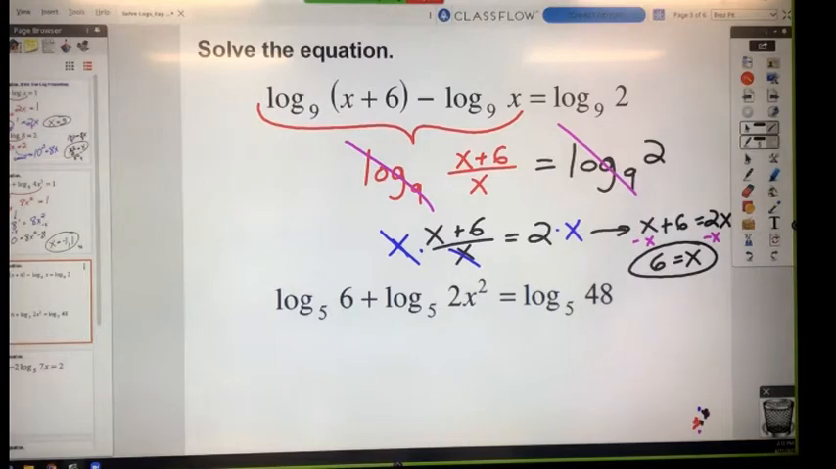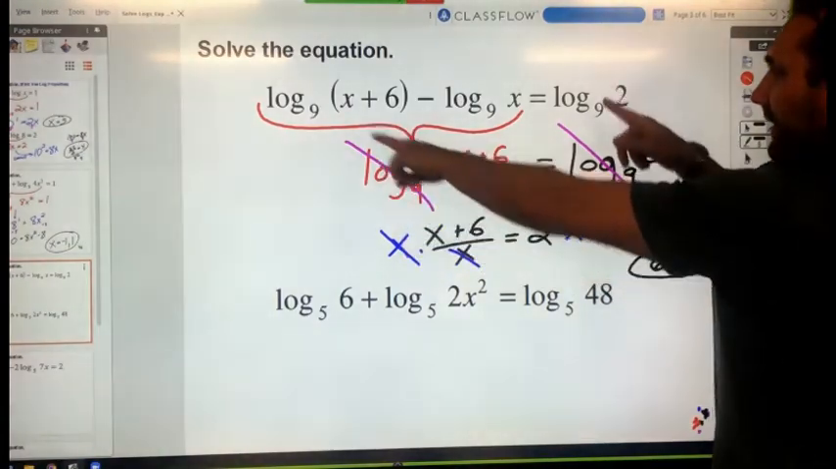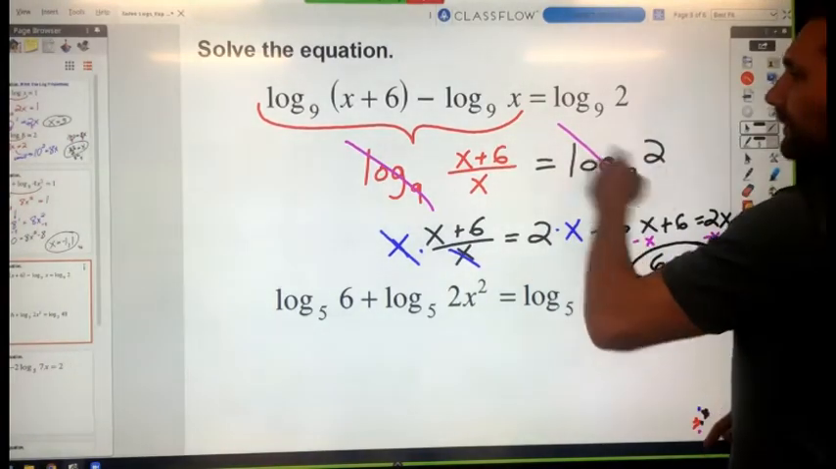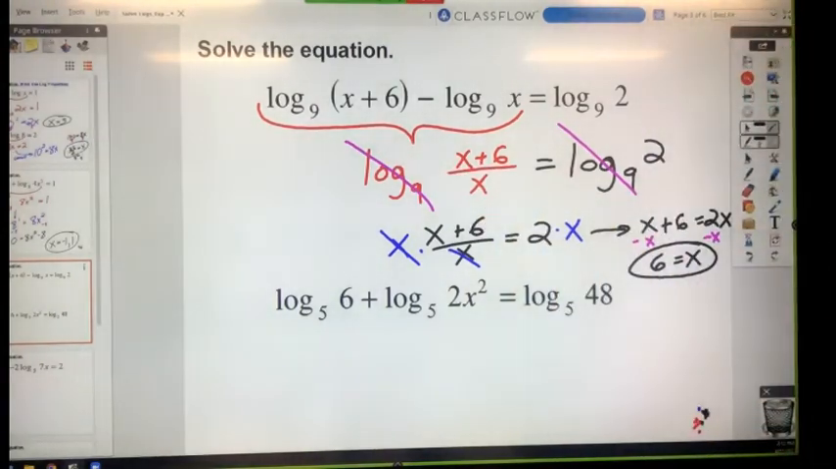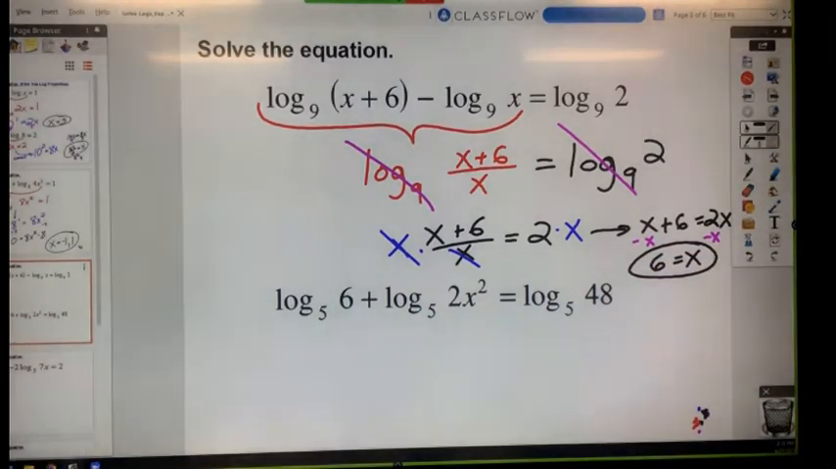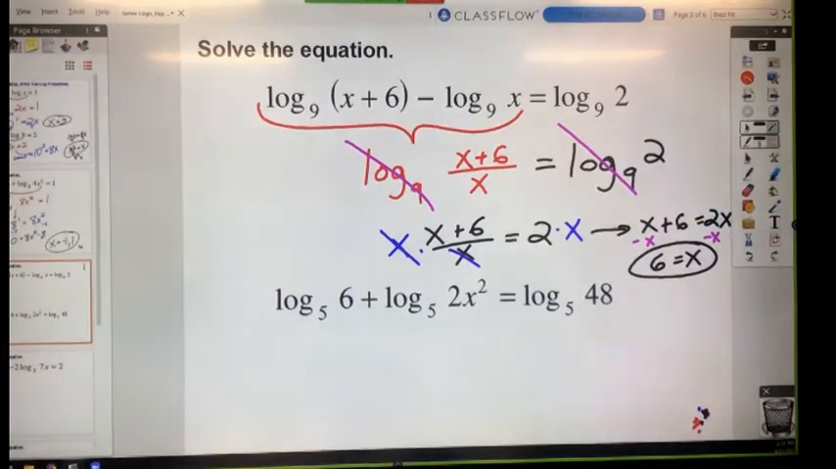So don't forget about the property. 2 logs that are the same base, you can cancel them out as long as it's just 1 and 1. If there's not, make it 1 and 1. So let me give you a moment to see if you can answer this next one here. log base 5 of 6 plus log base 5 of 2x squared equals log base 5 of 48. Solve for x.